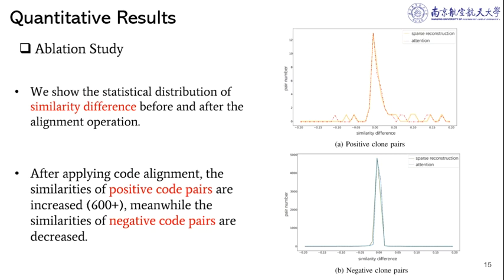And this is the illustration of the statistical distribution of similarity differences before and after the alignment operation. The horizontal axis represents the similarity after alignment minus the similarity before alignment. The vertical axis represents the numbers of code pairs. And we can see that after applying the code alignment operation, the similarities of positive code pairs are increased. Meanwhile, the similarities of negative code pairs are decreased, demonstrating the effectiveness of code alignment.